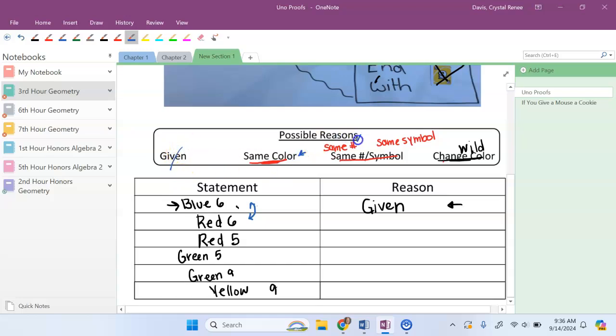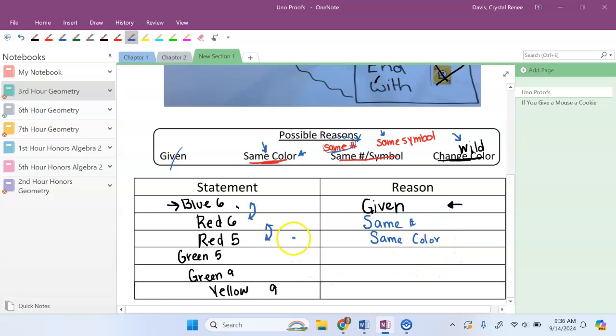When I went from a blue 6 to a red 6, of my possible reasons here, 1, 2, 3, 4, Uno has 4 rules. Which one of these rules allows me to go from a blue 6 to a red 6? Well, it's the same number, 6 and 6. So I'm just going to write same number. From a red 6 to a red 5, why is that legal? What rule tells me that that's okay to do? Well, it's the same color. So I would just write same color.